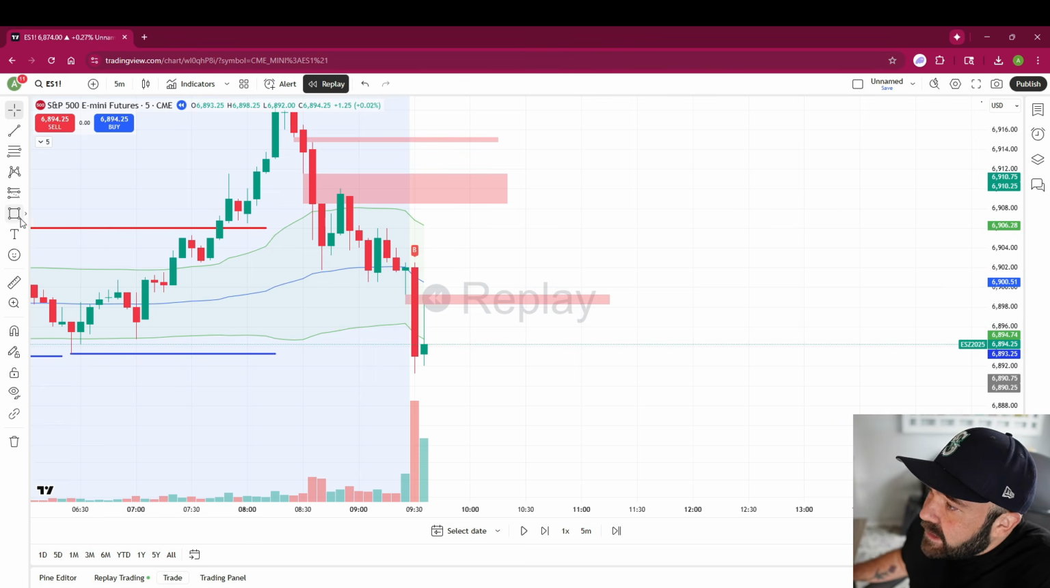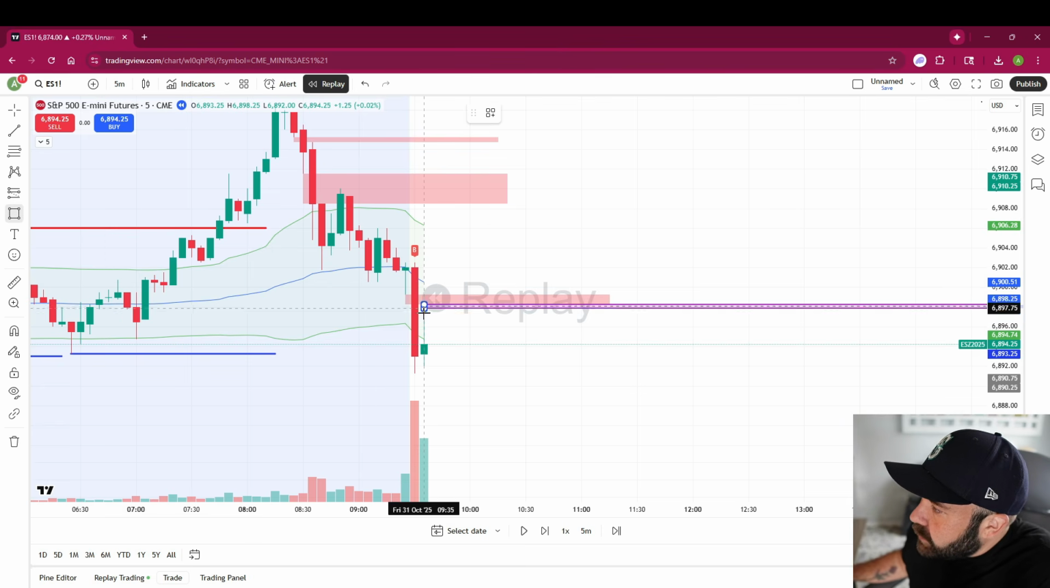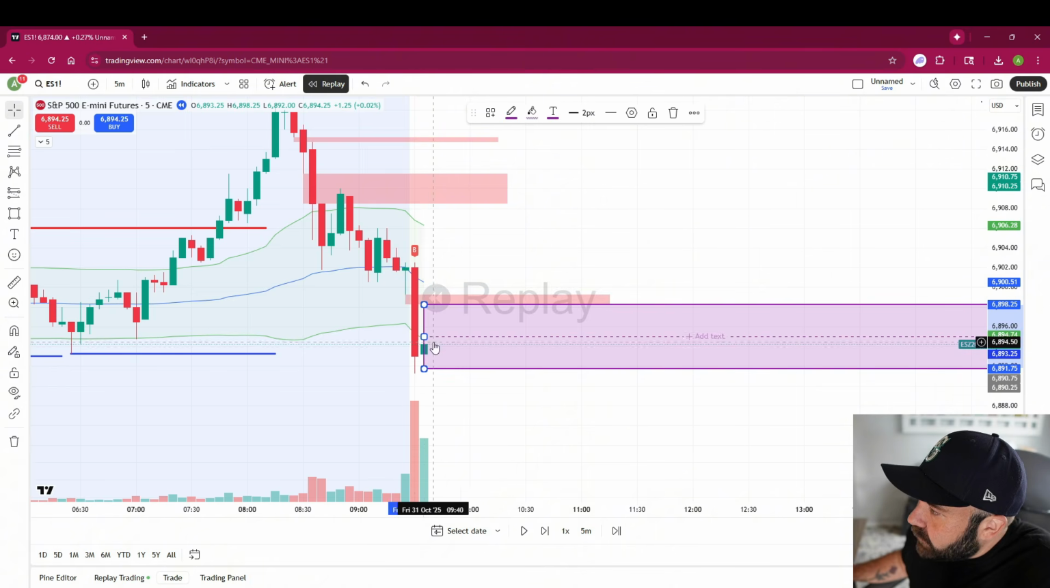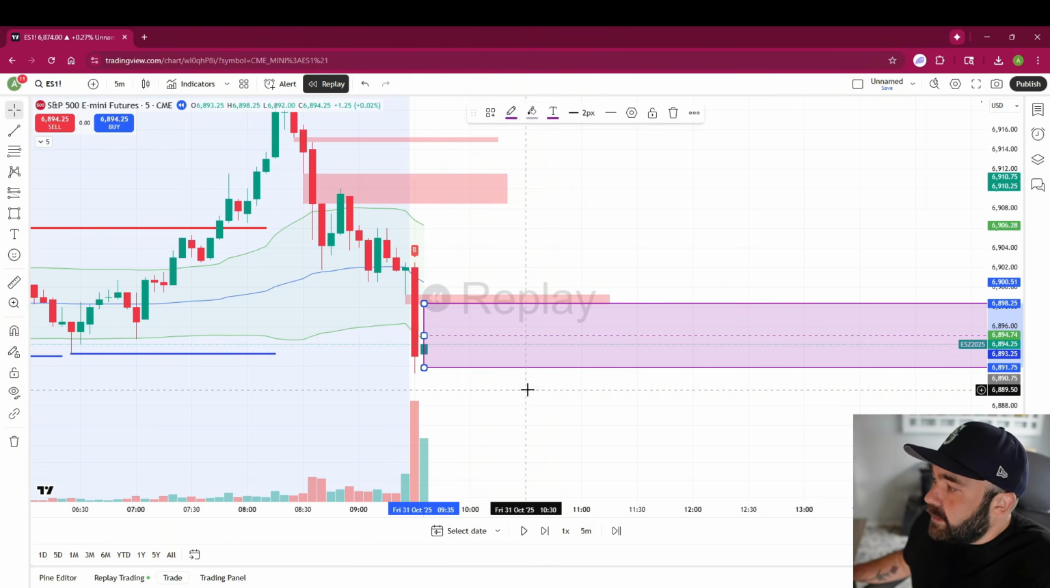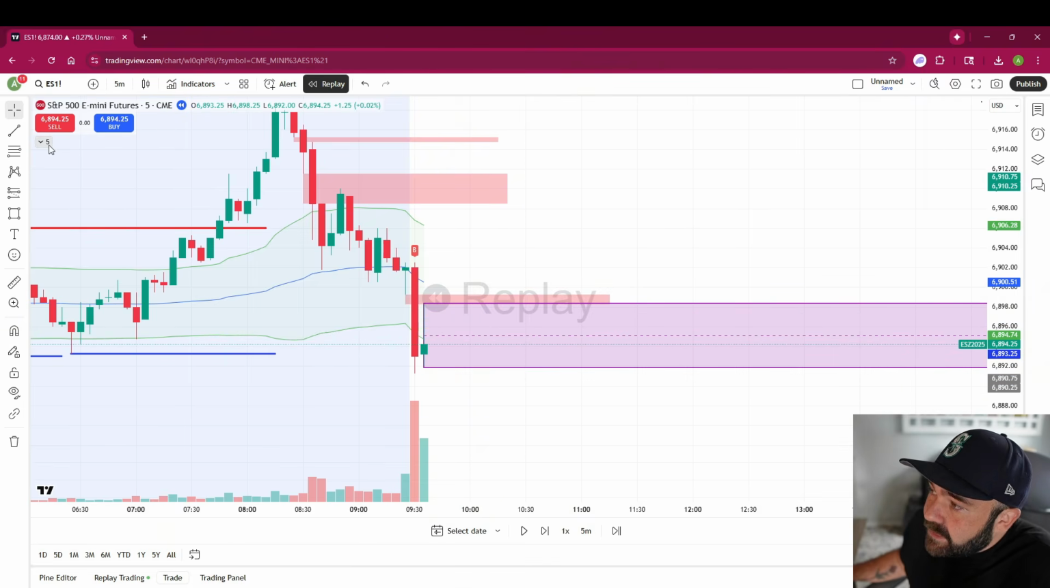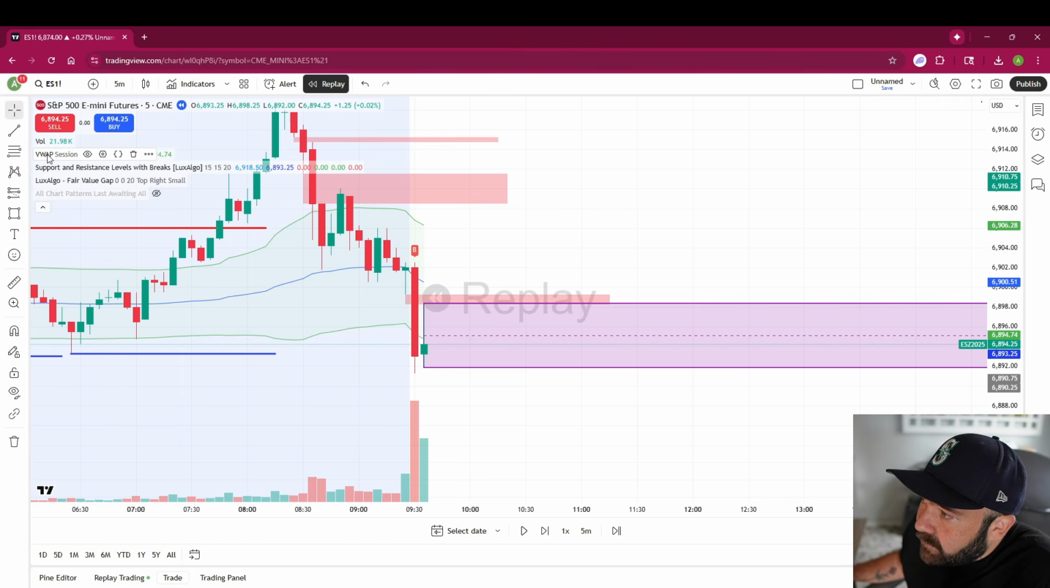So I take my rectangle tool here and I mark out from top to bottom the full wick, by the way, not just the candle, wick to wick. I mark out that whole entire thing right there. Now, these are the indicators that I have running. I have VWAP, support and resistance levels. That's the blue. And then there's a red way up here. And then I have fair value gaps.